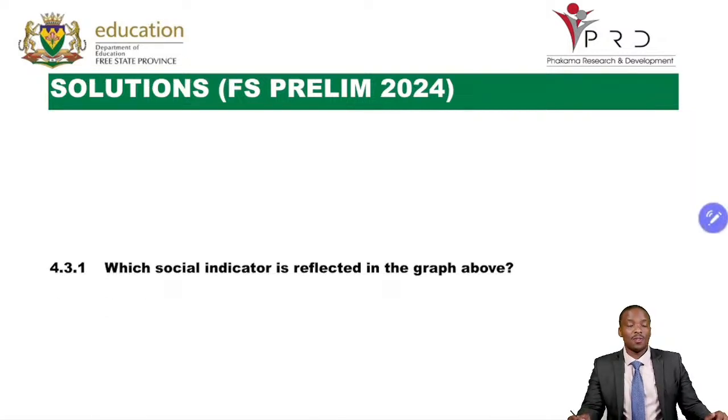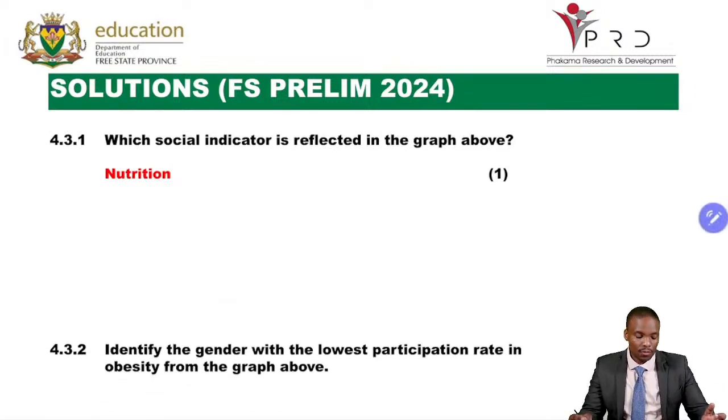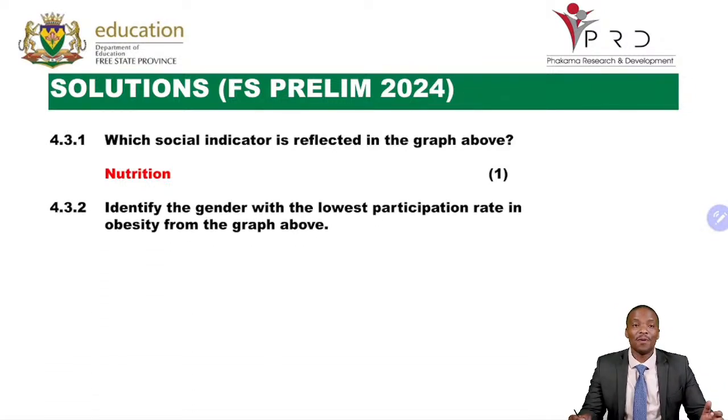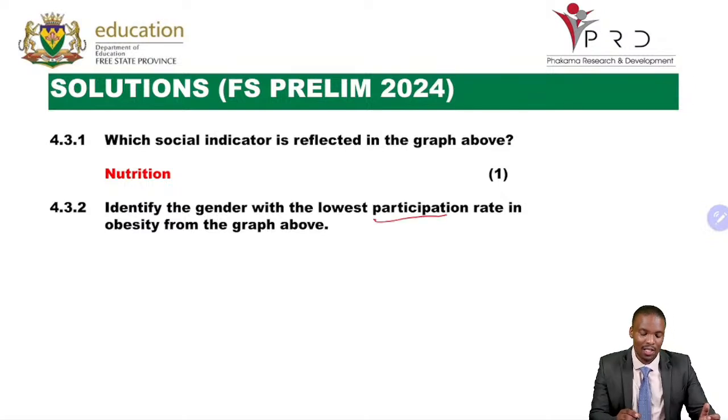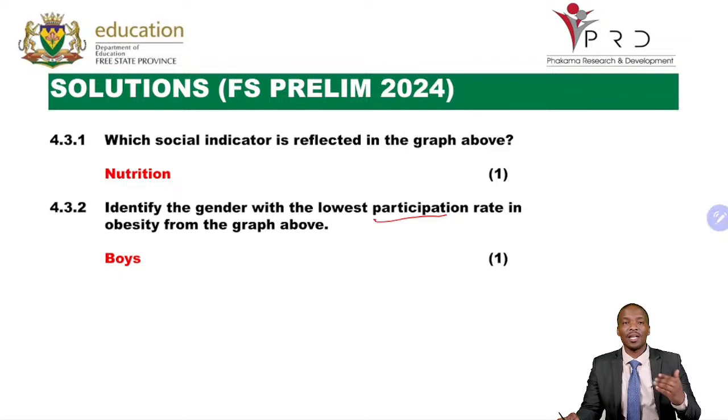Okay, so let's look at the questions. The first one was asking, which social indicator is reflected in the graph above? It is nutrition, because nutrition is associated with overweight as well as malnutrition, if you remember well. Identify the gender that had the lowest participation, and we realized that boys had the lowest participation. They are not in numbers as compared to girls.